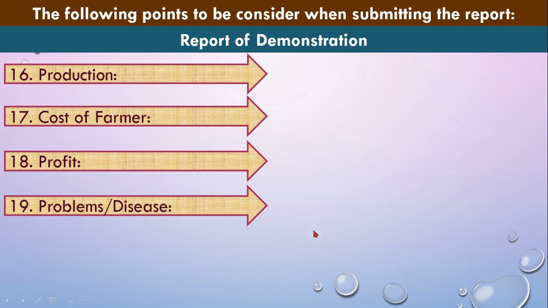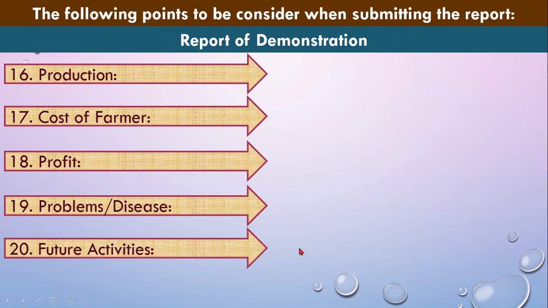Then problems and disease. If any disease or problems occur during the production or cultivating time, like any type of disease or insect attack, you ask the executive, then he will tell you and you write it down here. And then future activities. If he is happy to produce these crops, you write it down. Or if he is not happy, then what will be his future planning to cultivate in his land. It might be horticulture crops or other crops. You write it down here.